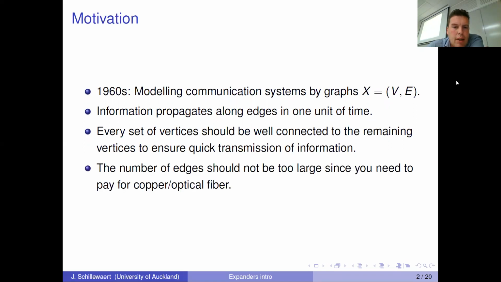But on the other hand, you don't want your system to be incredibly expensive. If your number of edges is absolutely huge, your costs will be tremendous because you have to pay for, well, back in the day, copper. These days you have to pay for optical fiber. So you need to make sure you don't have too many edges. So we have two antagonizing conditions here. On the one hand, it should be quick, and for that, you're helped by having a lot of edges. On the other hand, that's bad news for you. So how can we align these two requirements? That's the task at hand.